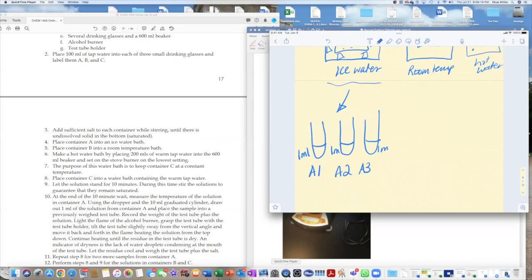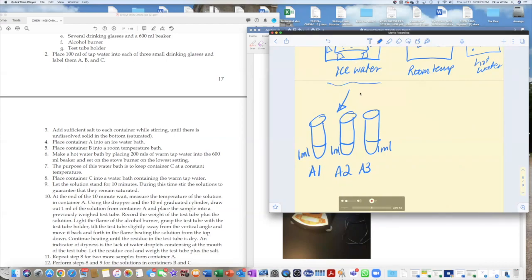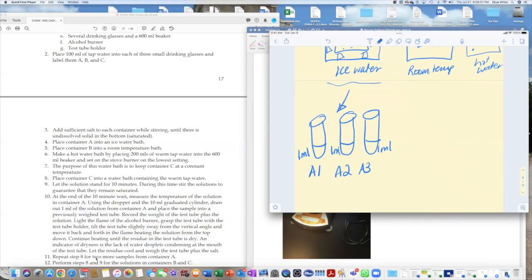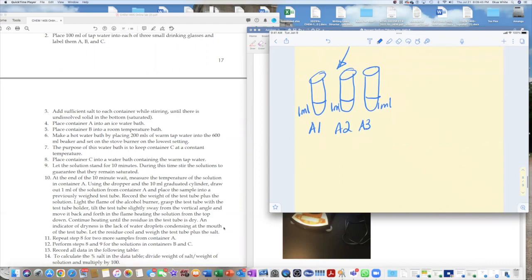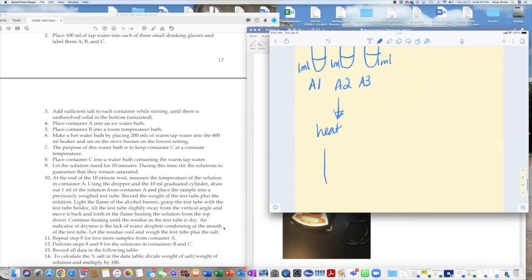And then you're going to, of course, heat each of them. Evaporate to dryness. Make sure everything is dry. Your test tube is completely dry. And then make sure each temperature, ice water, room temp, or hot water, produces 3 samples, okay? And then you're gonna let the residue cool and weigh the test tube plus salt. Once you heat, I'm gonna just show you one test tube, 1A. You will have dry samples right here, and this is 1A. You're gonna weigh this.